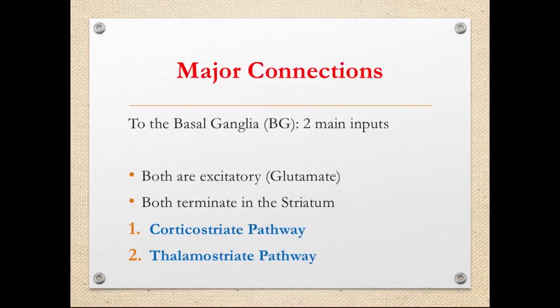we can conclude this part by saying the basal ganglia, it has got two main inputs and both are excitatory. What are those excitatory input to the basal ganglia? One is corticostriate pathway directly from the cortex. Second is thalamostriate pathway. Thalamus also sends few of the connections directly to the striatum, and both of them they are excitatory.